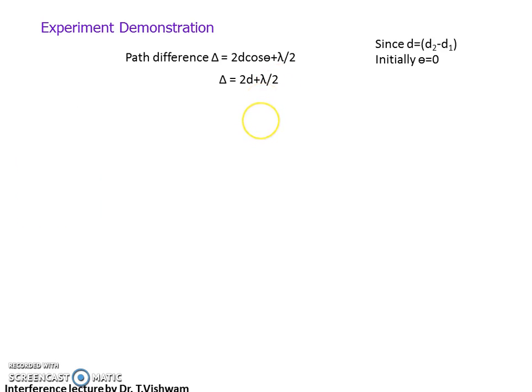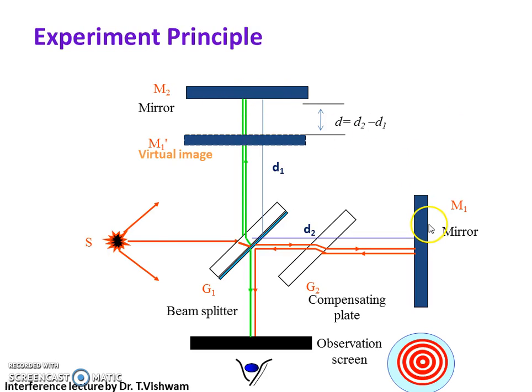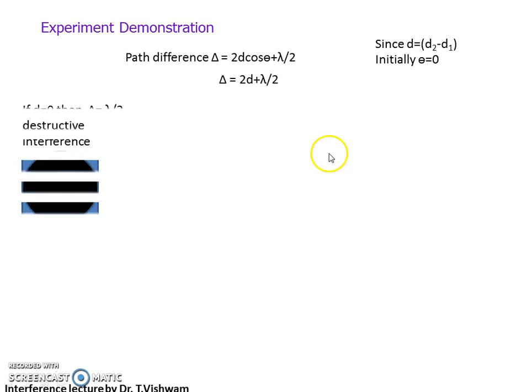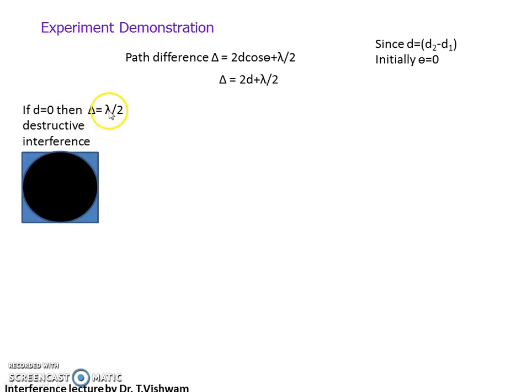Suppose the distances D1 and D2 are the same. So D becomes 0, and delta is equal to lambda by 2. When the optical path difference is equal to integer multiples of lambda by 2, we get destructive interference. That means we are going to get a dark fringe here.